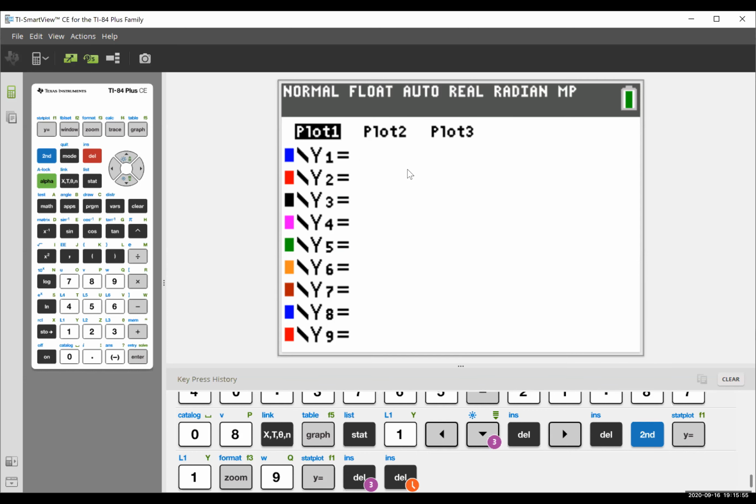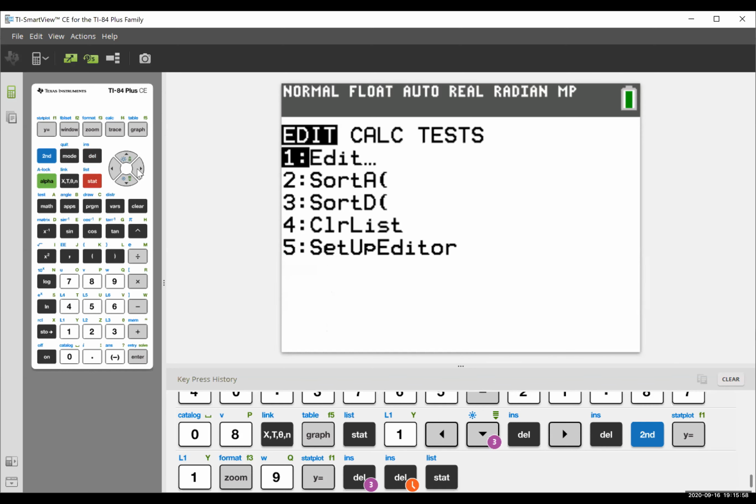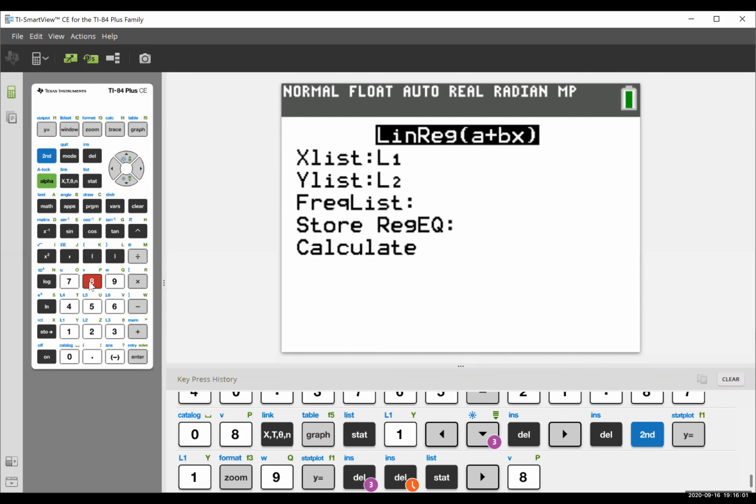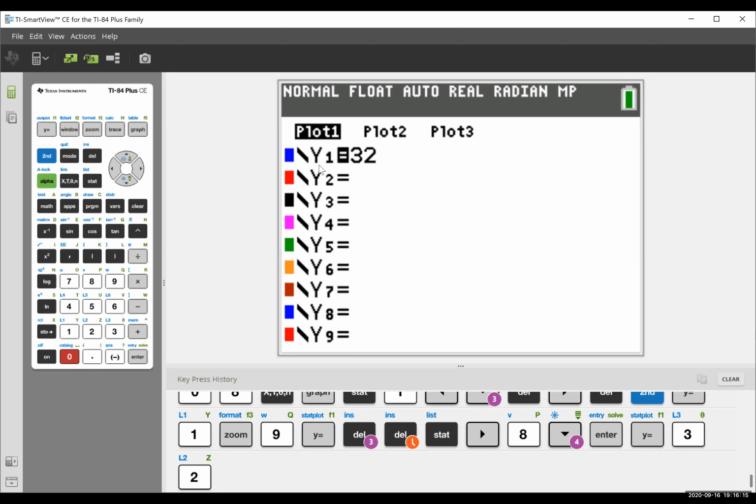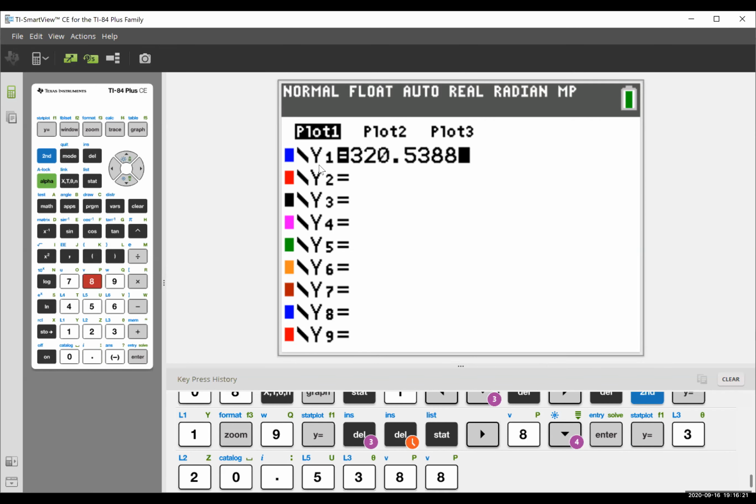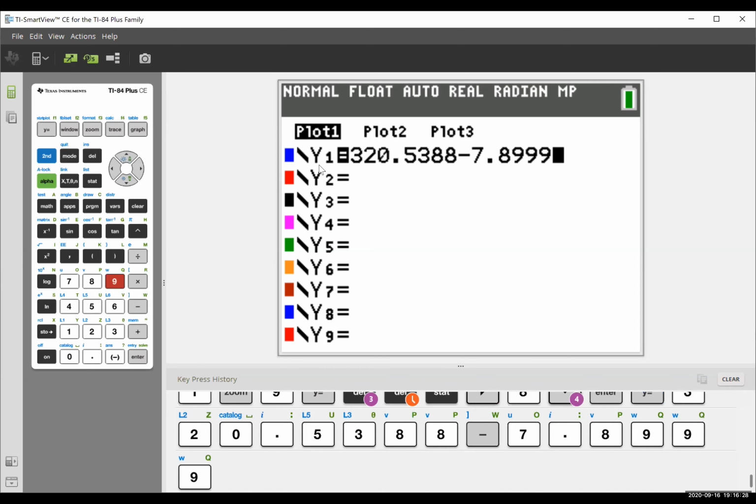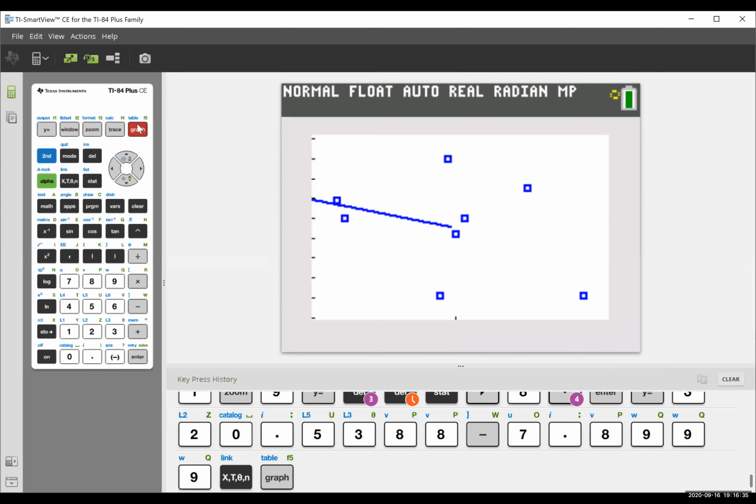What was the equation again? We forgot. Stat calc 8. Is that the right one? Yeah. 320.5388 minus 7.8999x. Thank you. Did you have to delete the first equation, or would you be able to write it down at the bottom, like the Y2, I believe?